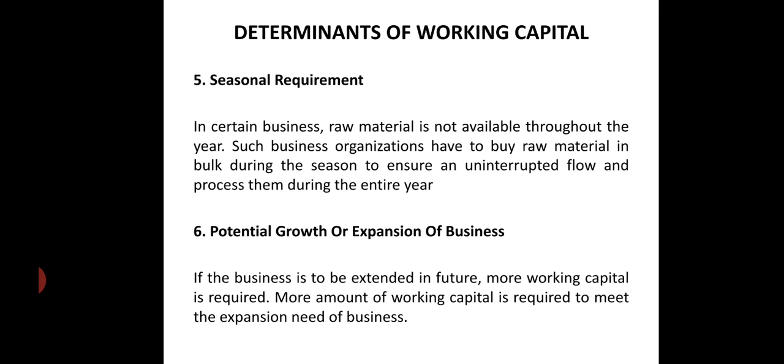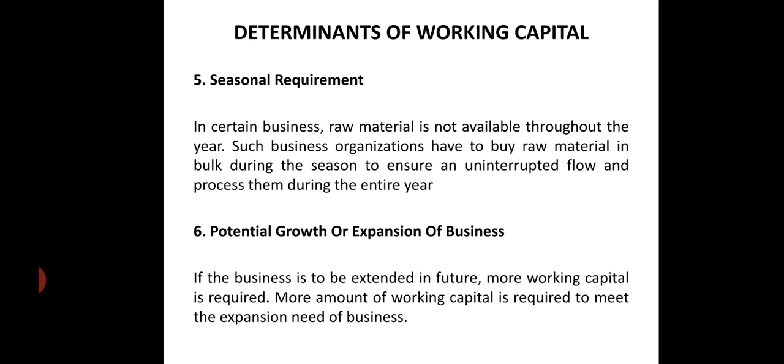Next, seasonal requirement. In certain businesses, raw material is not available throughout the year. Such business organizations have to buy the raw material in bulk during the season to ensure uninterrupted flow and process them during the entire year. For example, the sugar industry. The sugar industry is a seasonal industry, and there are some other industries like woolen and textile. These are the seasonal industries.